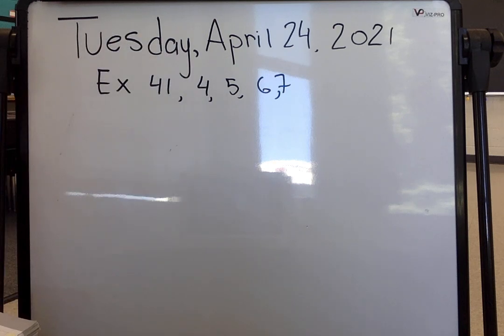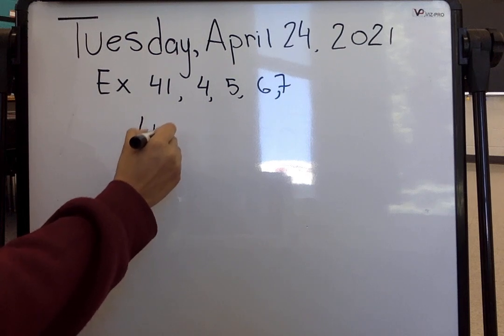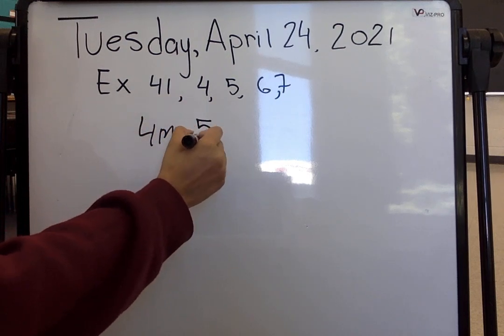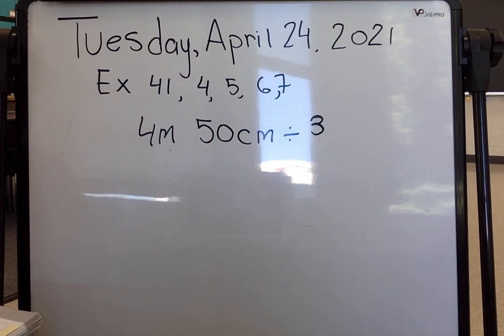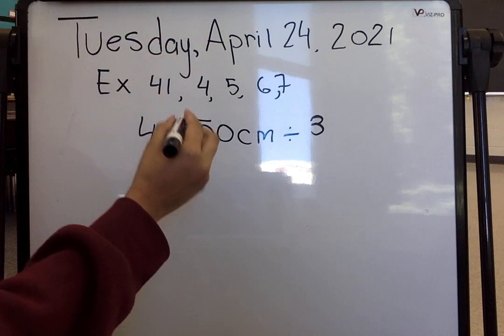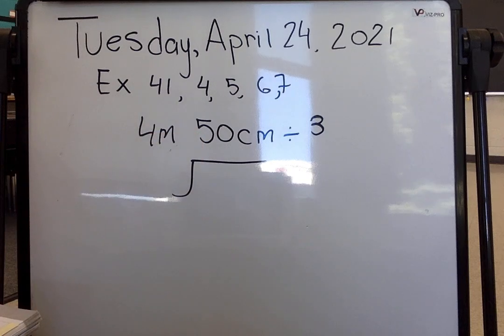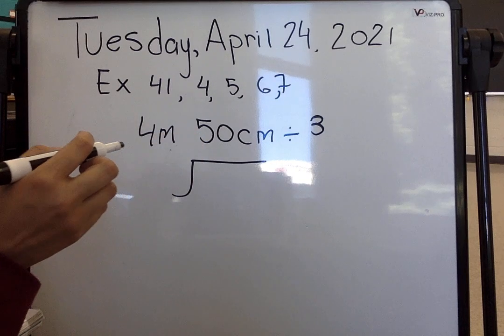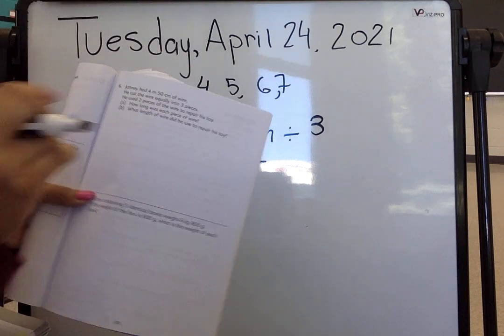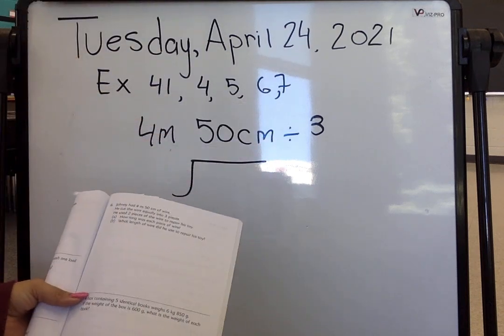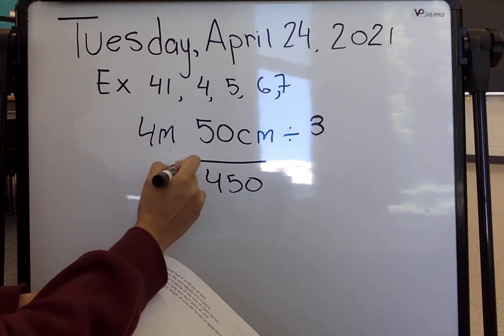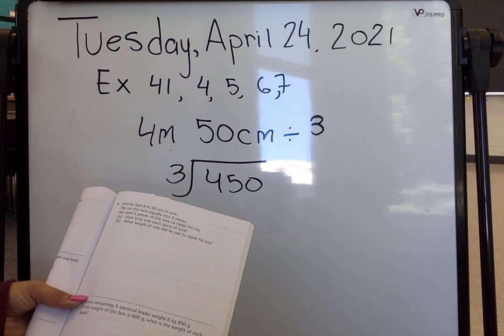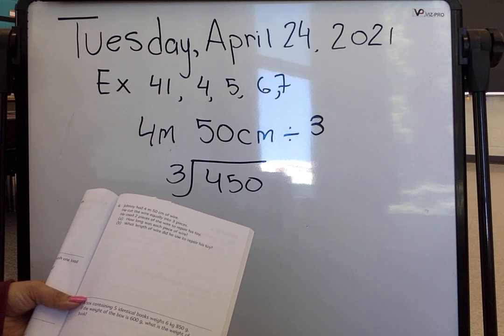Okay, so let's go ahead. In part A we have 4 meters and 50 centimeters, and we need to divide it into 3. So go ahead and divide your numbers. We have 3 pieces, so we are going to divide up 450 by 3. Once you're done that, you will find out what each piece of wire is.